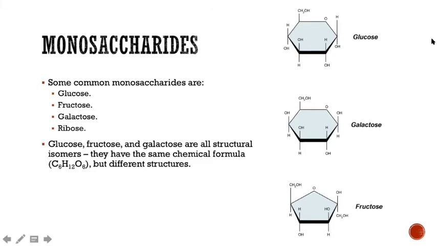One other thing to note is that glucose, fructose, and galactose are all structural isomers, meaning that they have the same chemical formula, C6H12O6, but they have different structures. You can see each of these corners here represents a carbon atom. So you have 1, 2, 3, 4, 5, 6 carbons, and 1, 2, 3, 4, 5, 6 carbons. And then you would also have 6 oxygen atoms and 12 hydrogen atoms. So isomers are very common in carbohydrates.